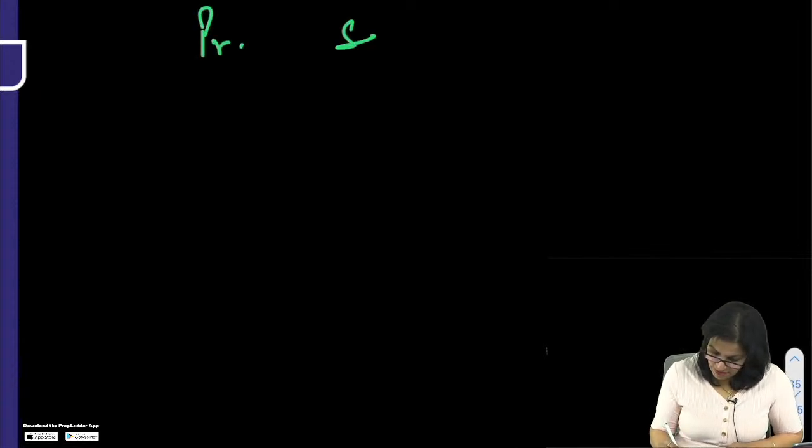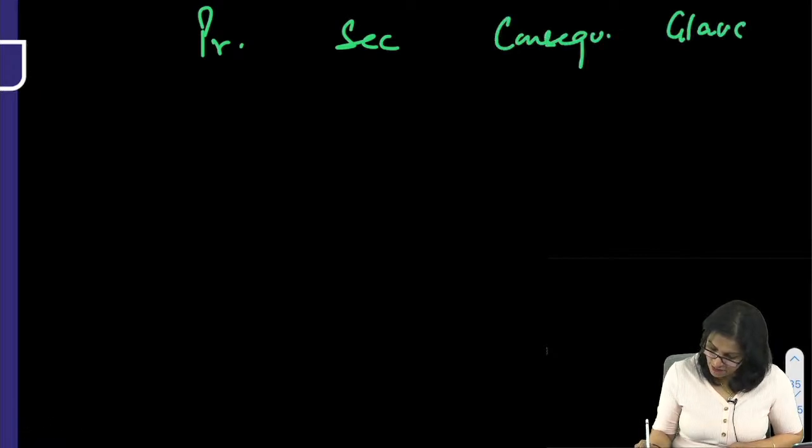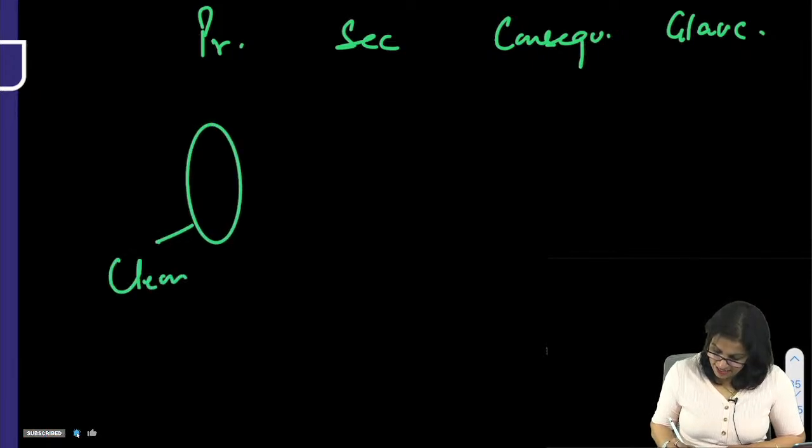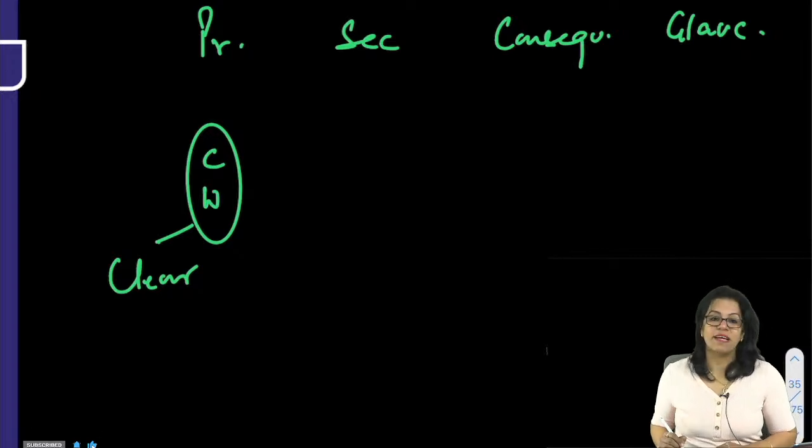So, if you want to learn with me in my style, write down here primary, secondary, consecutive and glaucomatous. These are the 4 types of optic atrophy we will learn. Primary is clear disc margin and it is CW. So, this is my simple way. CW is chalky white in color.